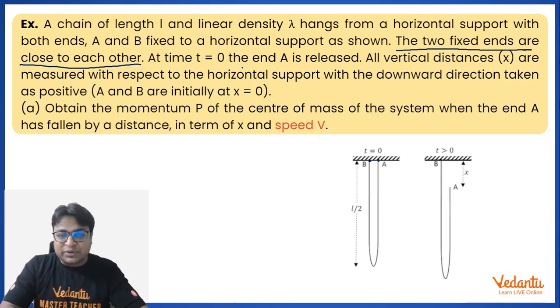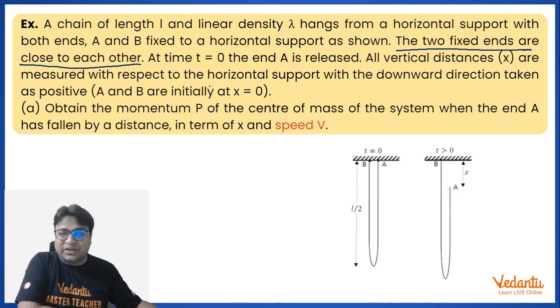So at t equal to 0, the end A is released. So we release one end, so it starts falling. All vertical distances are measured with respect to the horizontal support with downward direction. All right, so I'm pretty sure that you have read the question. Now I'll begin presenting the solution of the question.